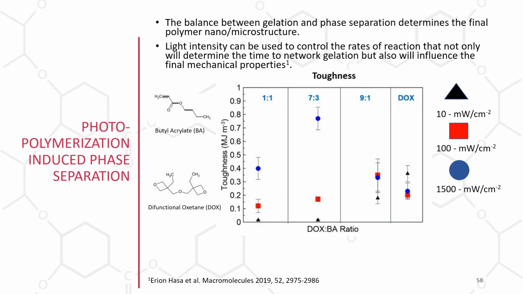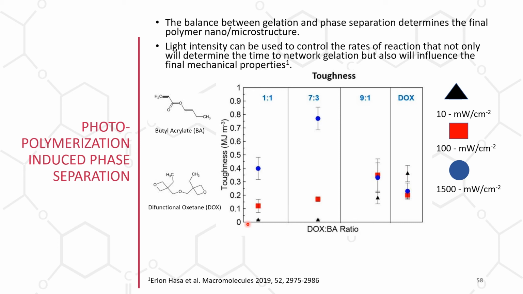Here's a really neat series of experiments on photopolymerization-induced phase separation done by Arianna Hasa while at the University of Iowa. In this case, he used two simple systems. He used a butyl acrylate and an oxetane, so DOX, here's the structure for that, and combined them and measured their toughness. We see here, at different energy levels, 10 milliwatts per centimeter squared, 100, 1500. If you look at just DOX, polymerizing that, you can see it's clustered here, no matter what the energy you have, ranging from roughly 0.15 to close to 0.4.